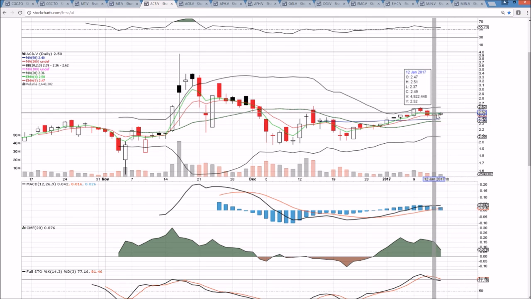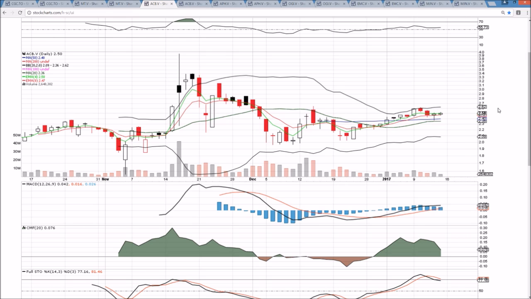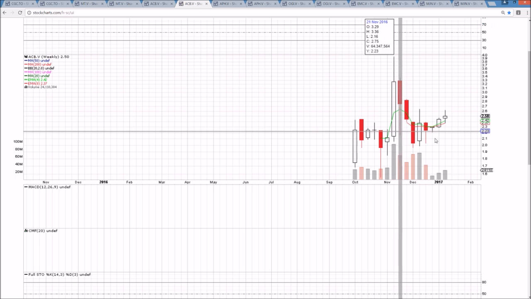And if we break 237 and lose these moving average supports, then I will exit the second half of my position for a smaller profit and step back and reassess the situation and scout for another entry opportunity. But as of right now, I'm liking the way ACB is trading and the weekly time frame.